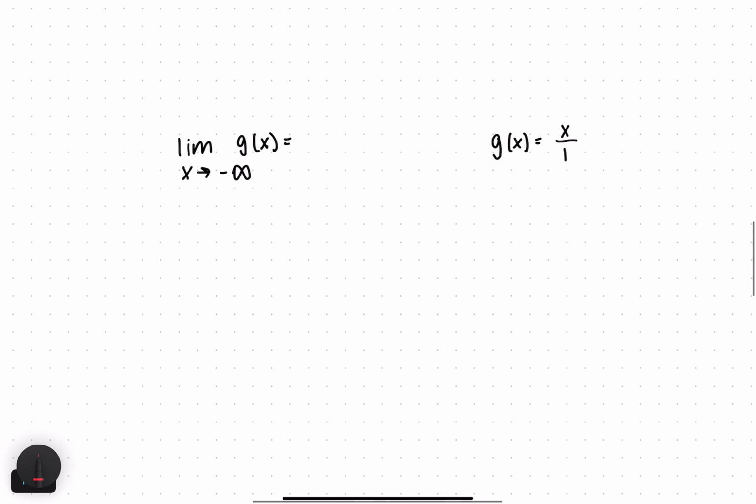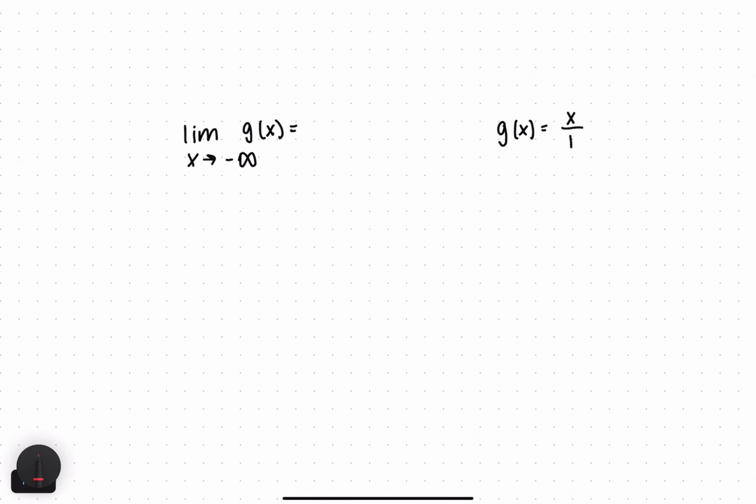We may also have limits that approach negative infinity, for which we can use the same principle. Imagine that we have a function like g of x, where g of x is equal to x over 1. In this case, we want to plug in numbers getting smaller and smaller, getting closer to negative infinity. So we'll start off where x is equal to negative 1. In this case, g of x will equal negative 1 over 1, which is equal to negative 1.